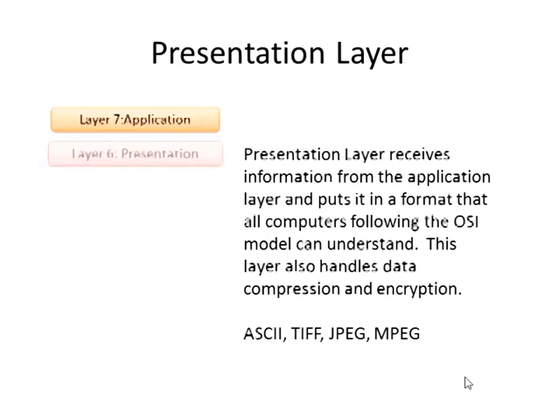Layer 6, Presentation Layer. The presentation layer receives information from the application layer and puts it into a format that all computers following the OSI model can understand. This layer also handles data compression and encryption. The protocols that work in this layer are American Standard Code for Information Interchange, ASCII, Tagged Image File Format, TIFF, Joint Photographic Experts Group, JPEG, and Motion Picture Experts Group, MPEG.